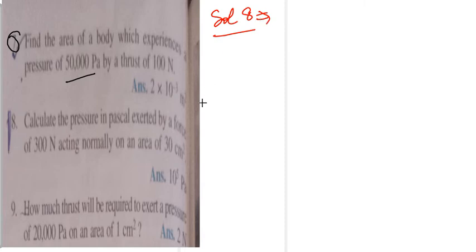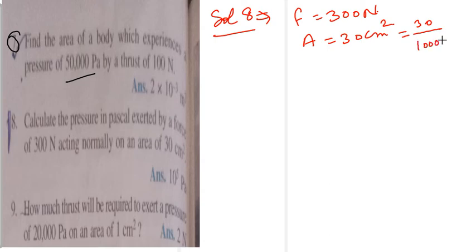Solution to question number 8 is what? Calculate the pressure in Pascal exerted by a force of 300 Newton acting normally on an area of 30 centimeters square. So here F, or thrust, equal to 300 Newton, area A equal to 30 centimeters square. So we would convert it into the meter as we would require meters. So what would it become? 30 upon 10,000, right? So this would become 3 upon 1,000 meter square.